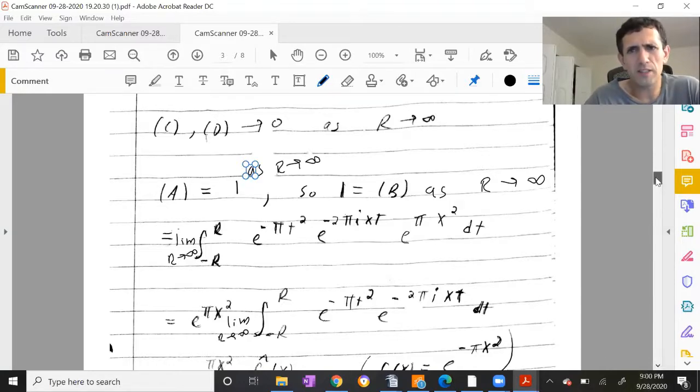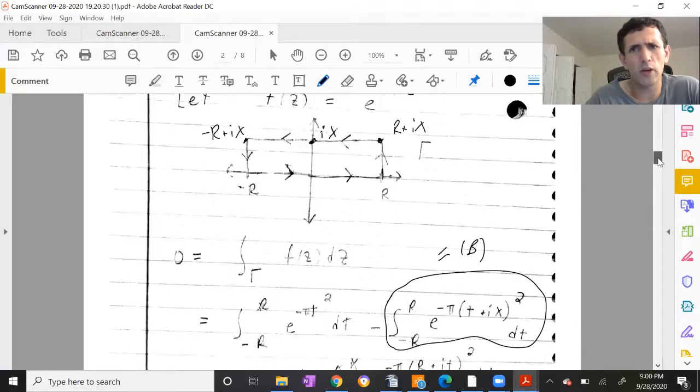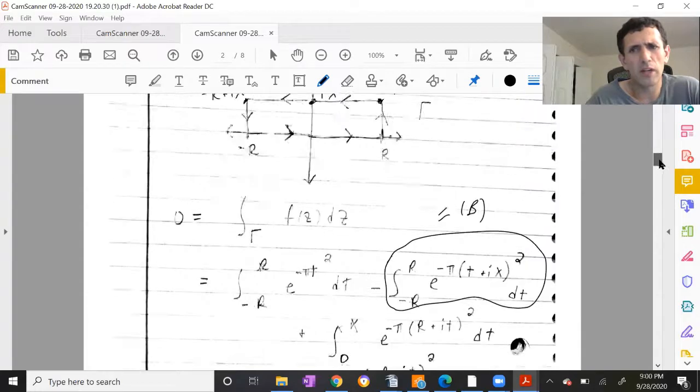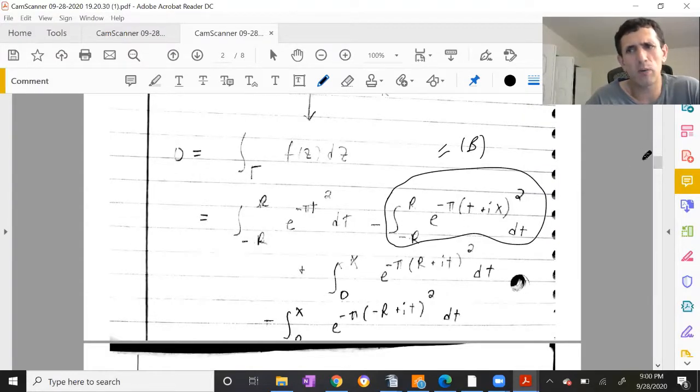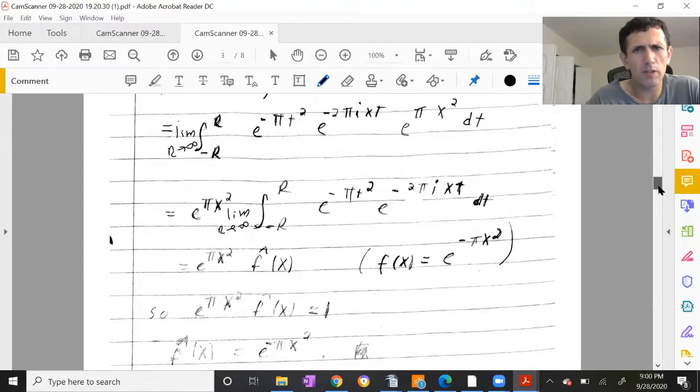So I guess it makes sense to look at this e to the minus z squared and look at this contour, because on the top we basically get what we need. But anyway, we factor out the e to the pi x squared times the Fourier transform of f at x, which we said was 1. F here is e to the minus pi x squared. So just divide everything by e to the pi x squared, and we get exactly what we needed.